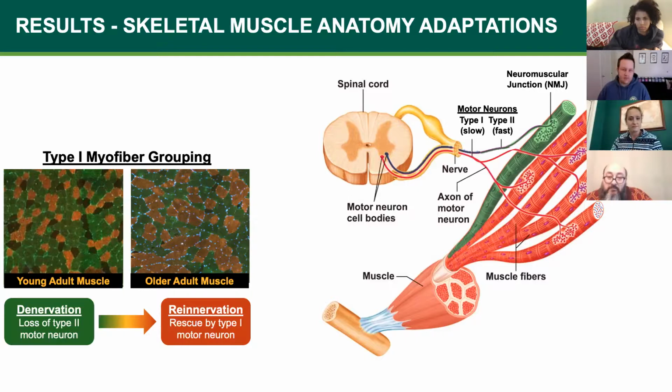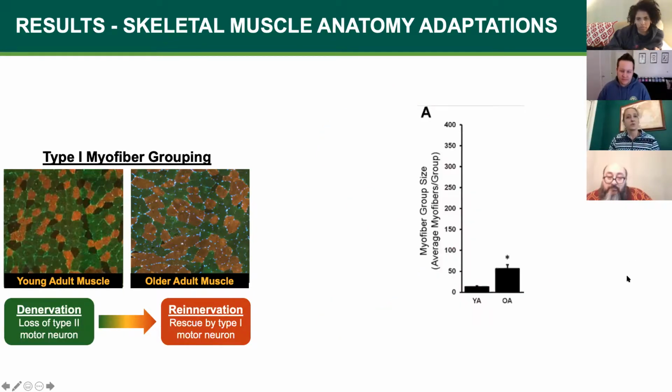And so if we look at what that data actually looks like in terms of the number of muscle fibers or myofibers within a group between young adults and old adults, you can see that on our x-axis here, we have our young adults and our older adults. And we have the grouping size. So the average number of muscle fibers within a group of a motor unit or within a group surrounding each other. And you can see that there's a pretty big difference, with larger groupings of muscle fibers in this older adult group compared to our younger adults.